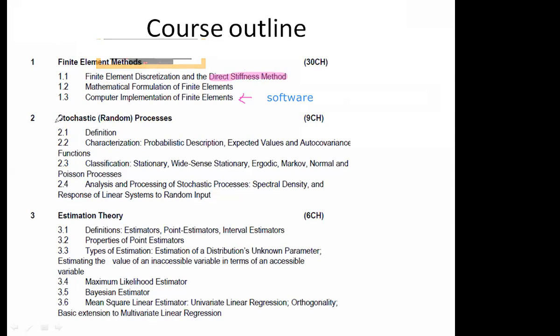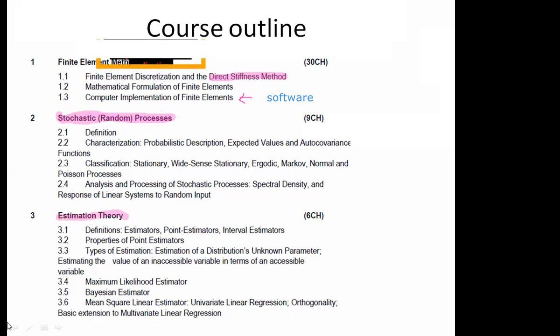After that, we shall then look at the second part, which is more or less disconnected from the first, coming from the statistics point of view, which we call stochastic random processes. So we shall look at stochastic random processes. We shall characterize them, classify them. And then after that, I will look at estimation theory.